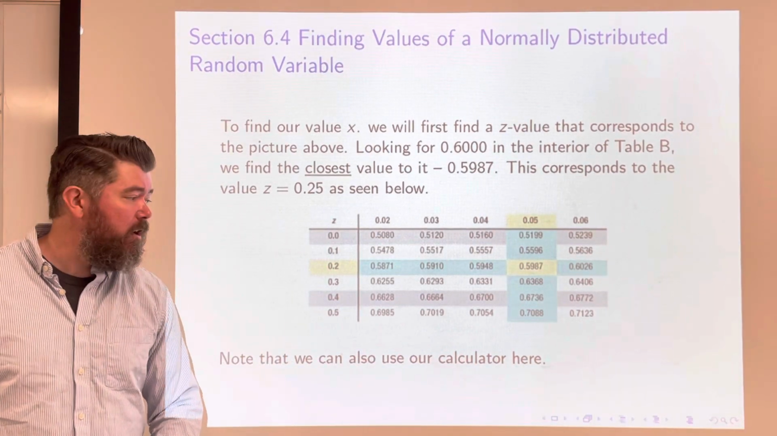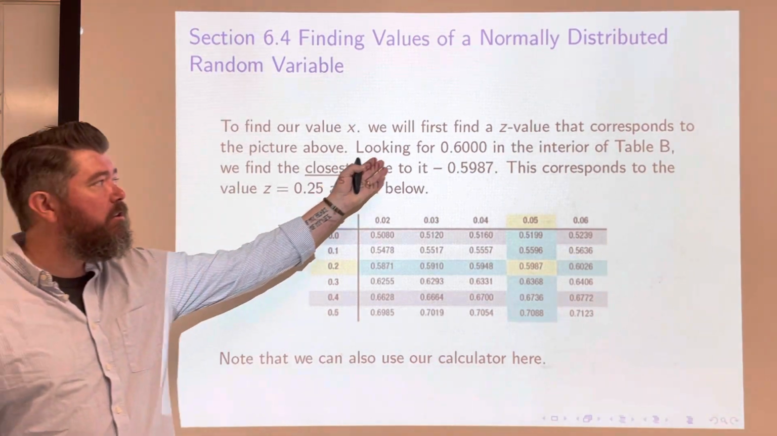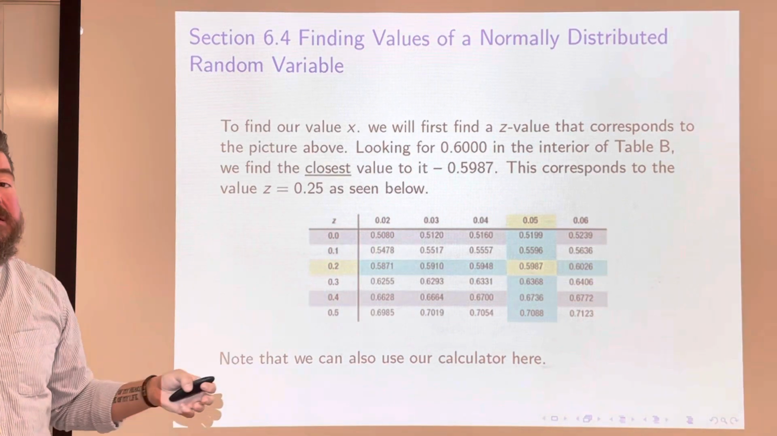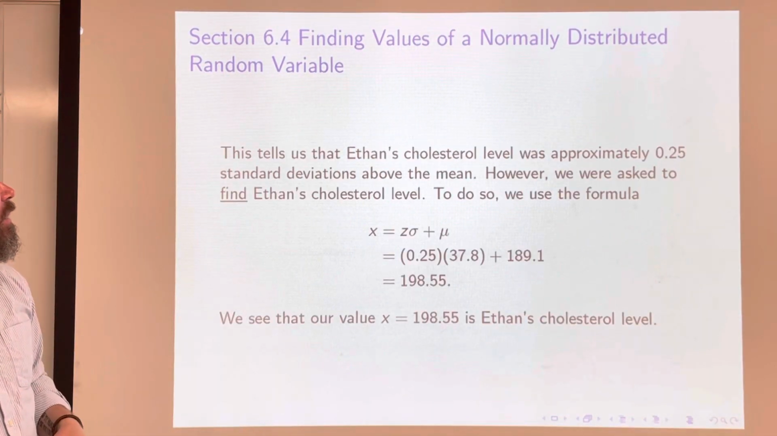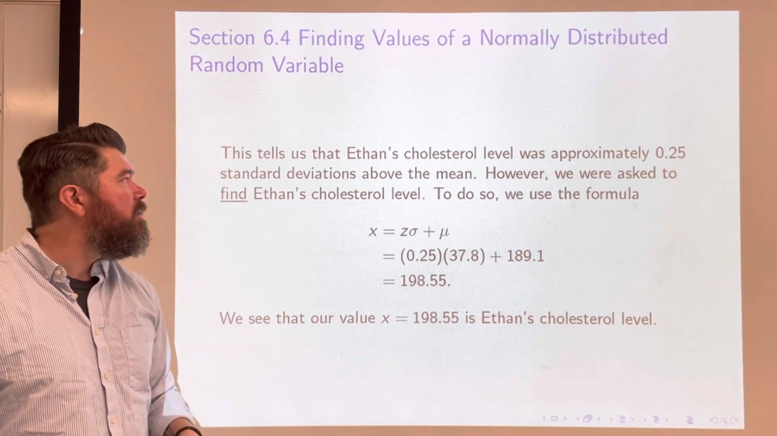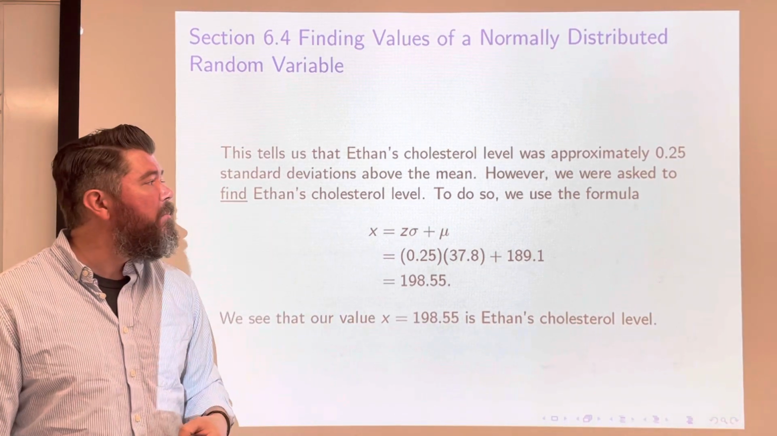Note again here that we can also use our calculator, right? Because this is area to the left. So input this in your calculator with mean 0 and standard deviation 1. This tells us that Ethan's cholesterol level was approximately 0.25 standard deviations above the mean.